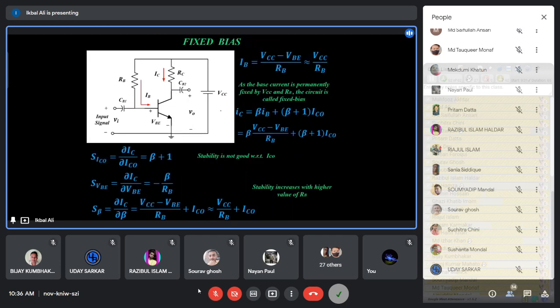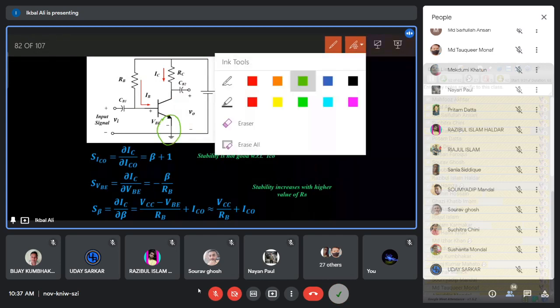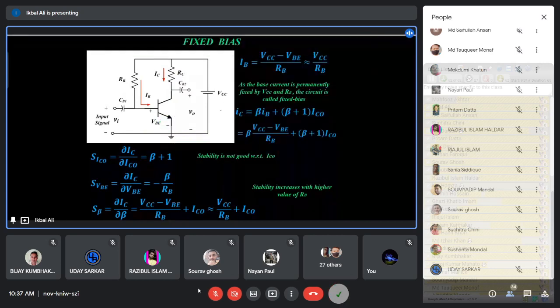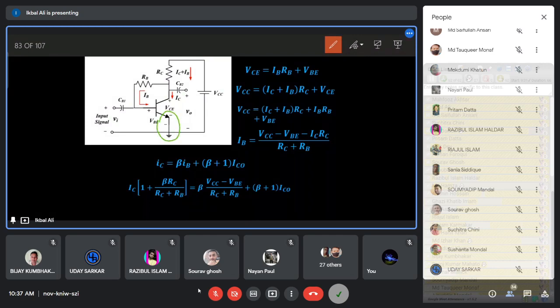এই যে ফিক্সড বায়াস সার্কিট, you see the fixed bias circuit, that emitter is directly connected to ground in case of fixed bias circuit, as well as in case of collector to base bias circuit also you see that emitter is directly connected to ground. Okay, this emitter in the two biasing circuits is directly connected to ground.